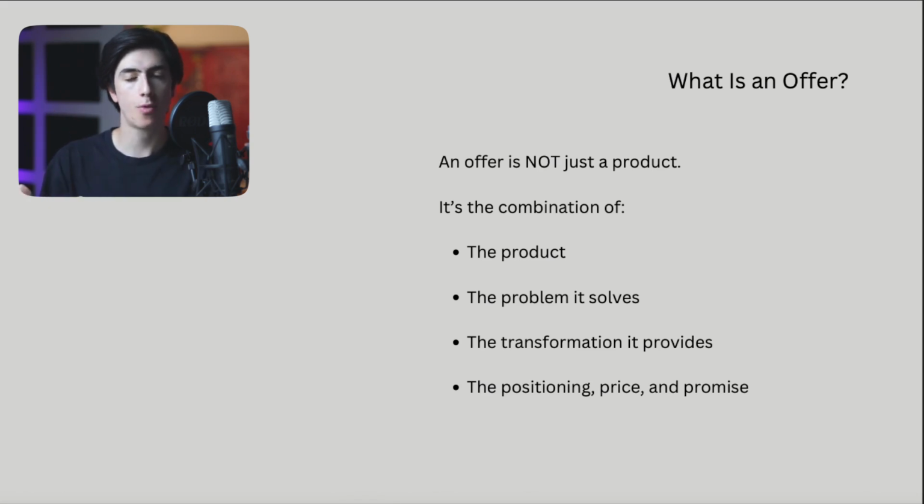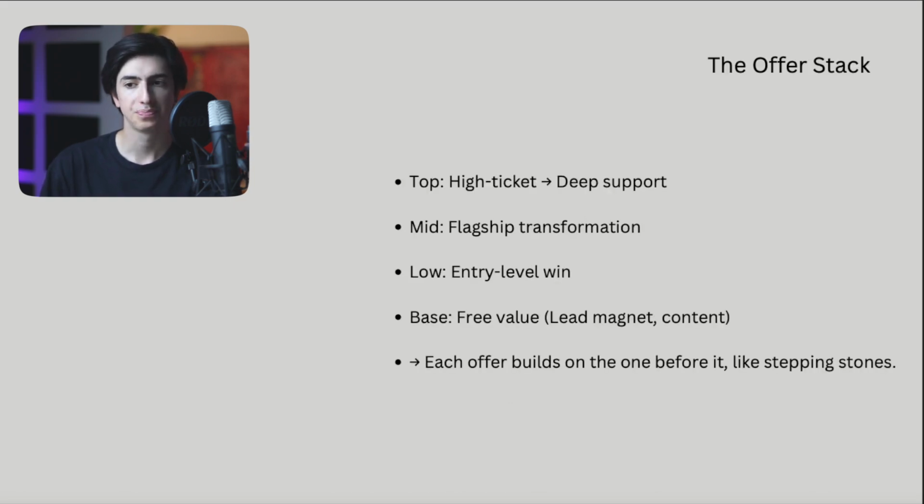And of course, the product, its problem, its transformation, its positioning, price, and promise really depend on your target avatar, the person that you're targeting. And who you're targeting really depends on what you have to offer and what your passions are, which we covered in previous lessons of this course. That's why it's super important for you to know exactly who you're targeting in order for this whole ecosystem and the deployment of this ecosystem to work. So again, an offer is a combination of the product, the problem that it solves, the transformation it provides, the positioning, price, and promise. All right.